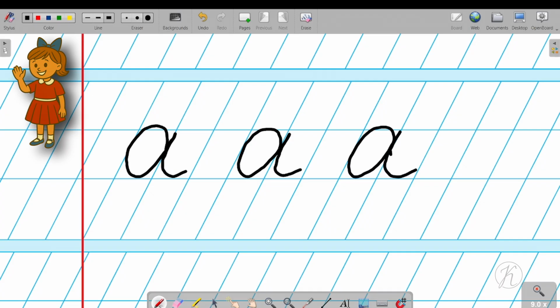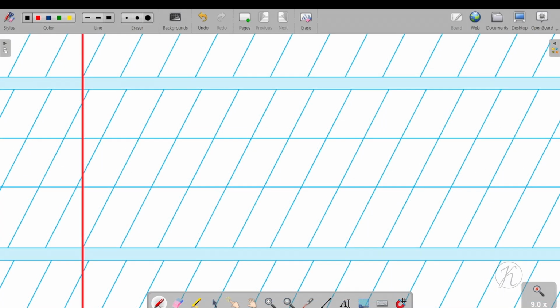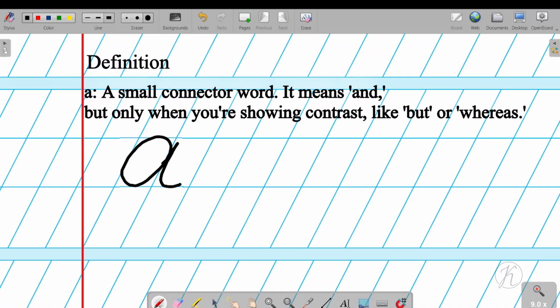Write at least a line of each of these, and make sure you say the letter out loud each time. Writing and speaking together helps your brain connect sound and symbol much faster. It's like a brain hack. Now that we learned how to write the letter A, let's look at a word that uses the letter A, and it's the word A.